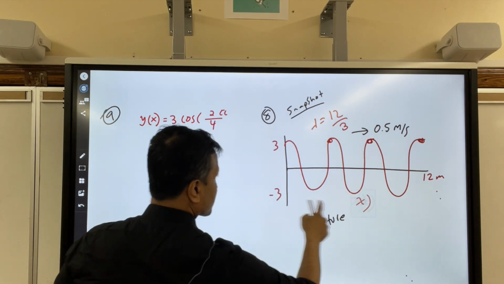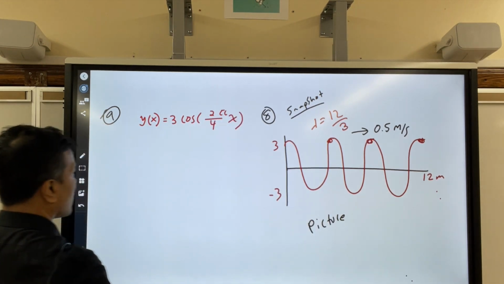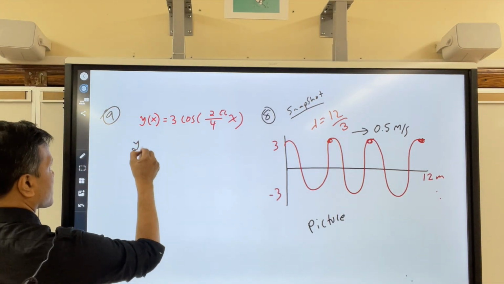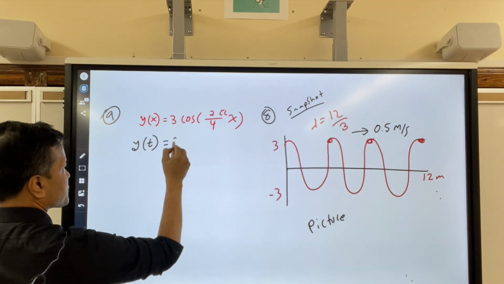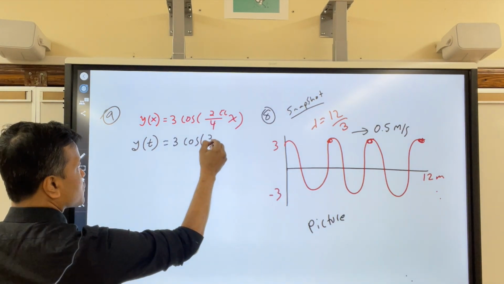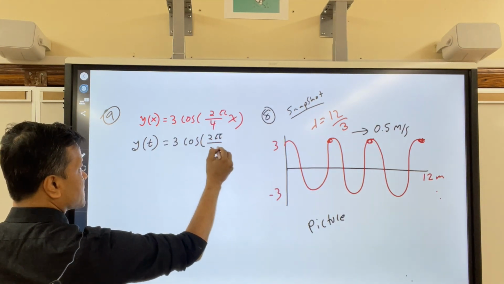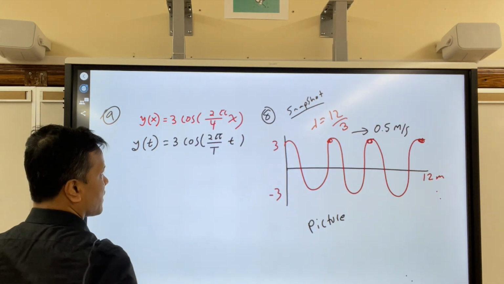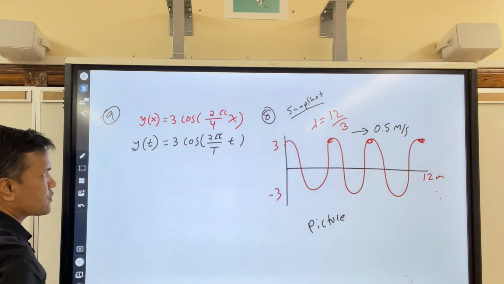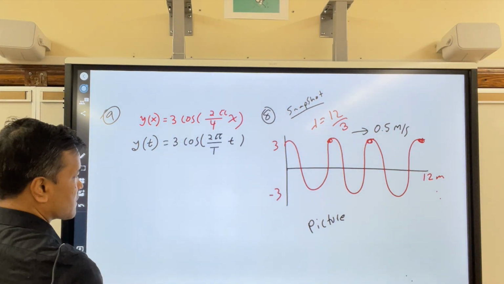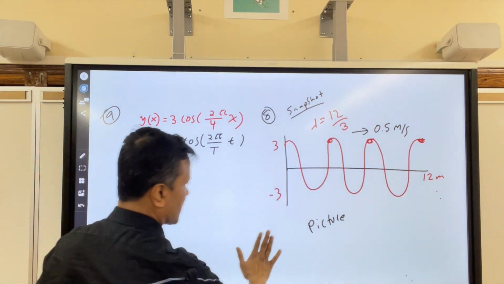All right, that's it. Now I want to find this equation as well: 3 cosine 2 pi over T. I want to find the big T so that this becomes a function of time. How can I do that?